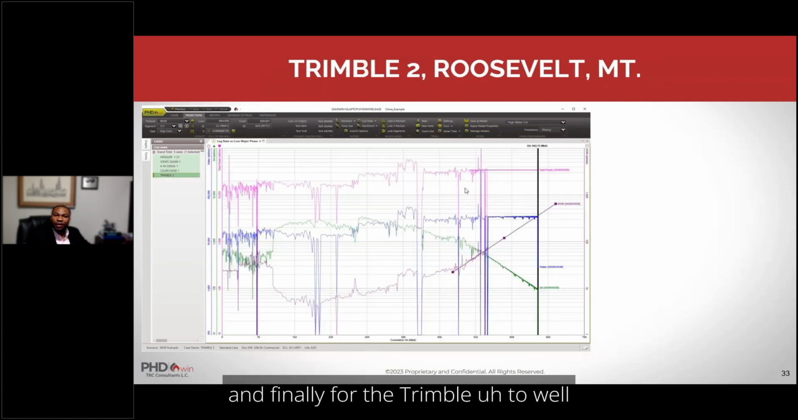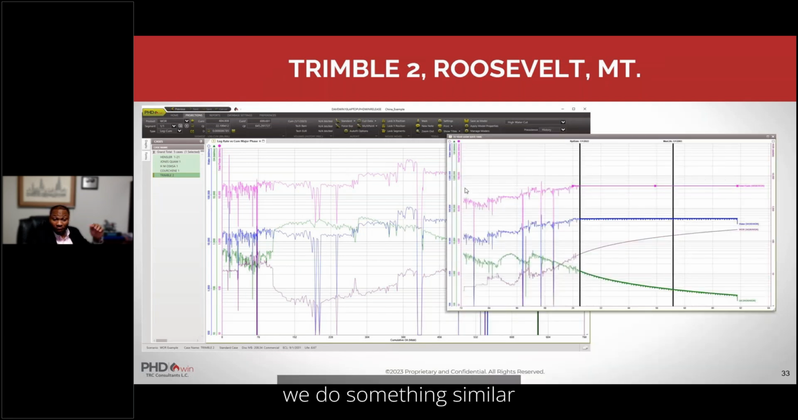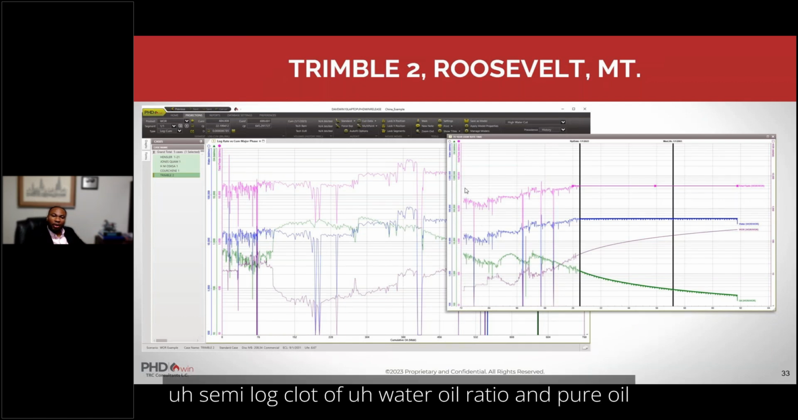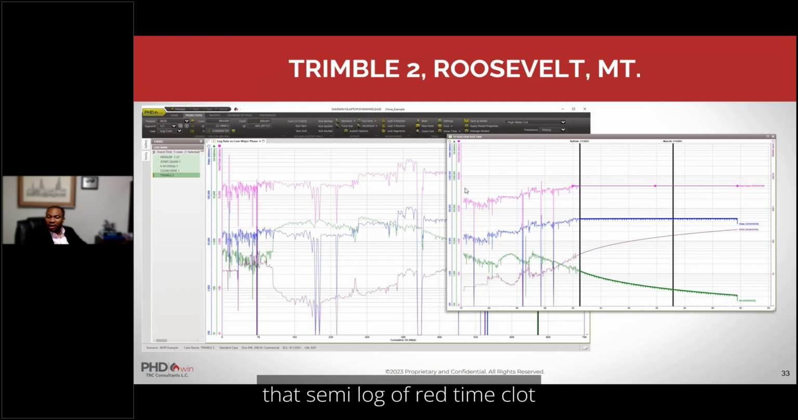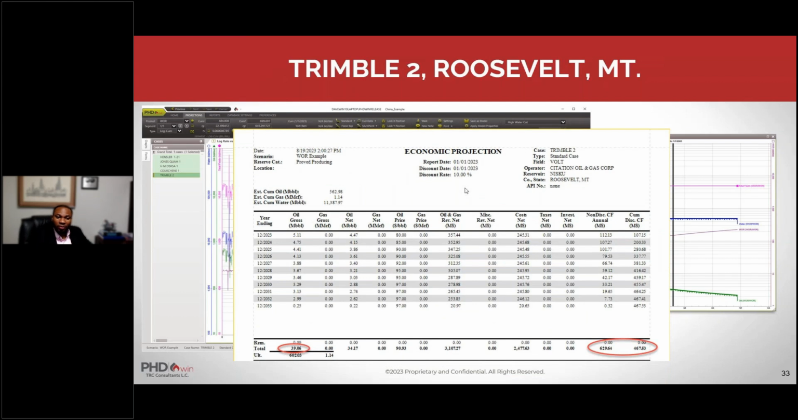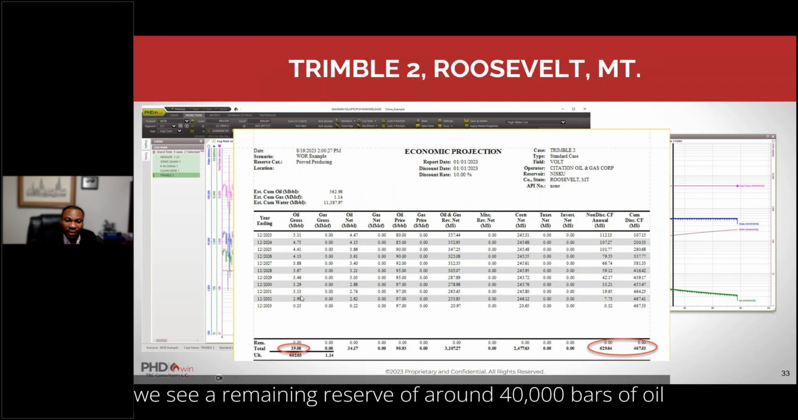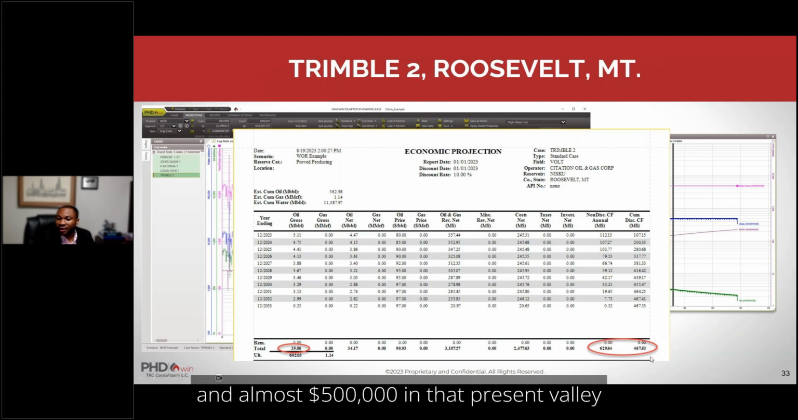And finally, for the Trimble 2 well, we do something similar. Remember, on a semi-log plot of water oil ratio versus cumulative oil, then a semi-log rate time plot, we see a remaining reserve of around 40,000 barrels of oil and almost $500,000 in net present value.